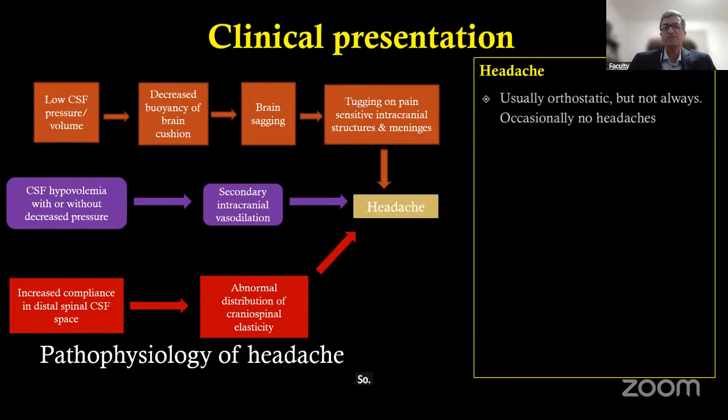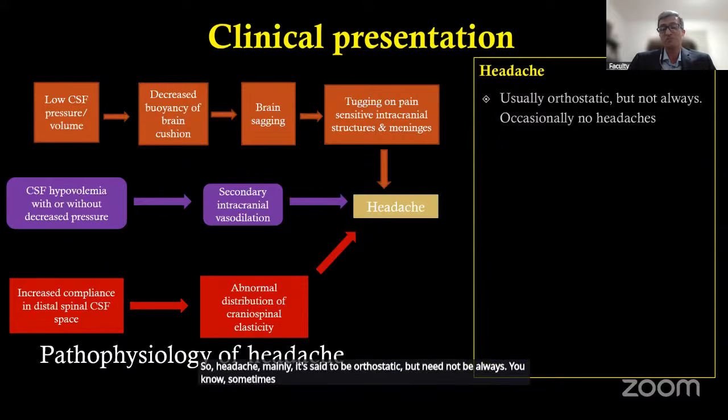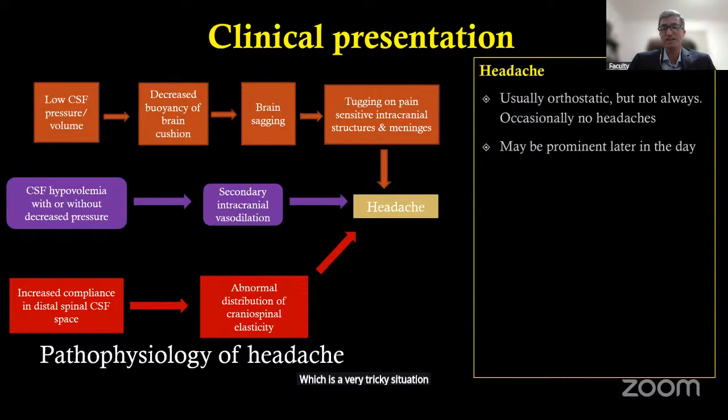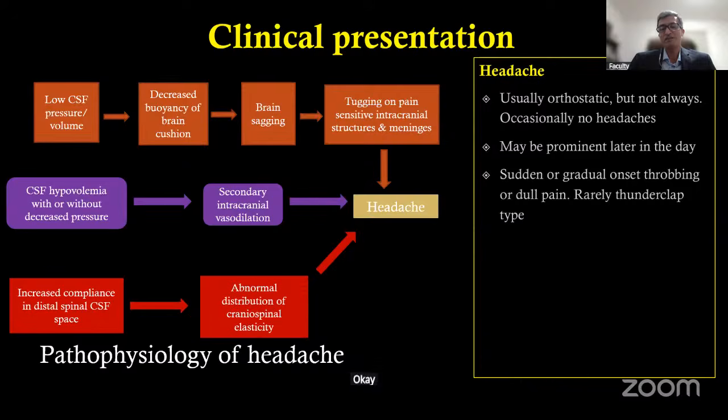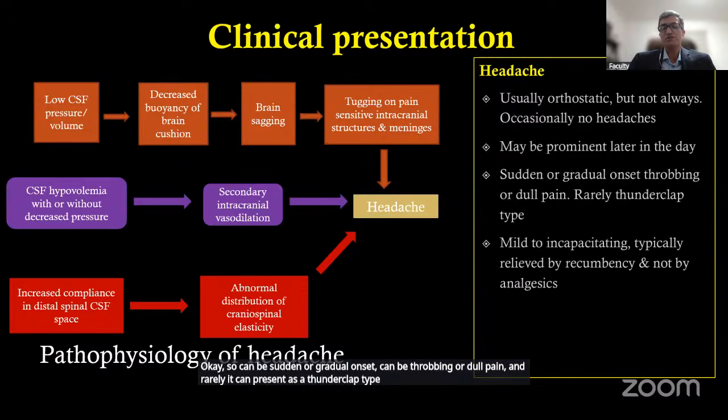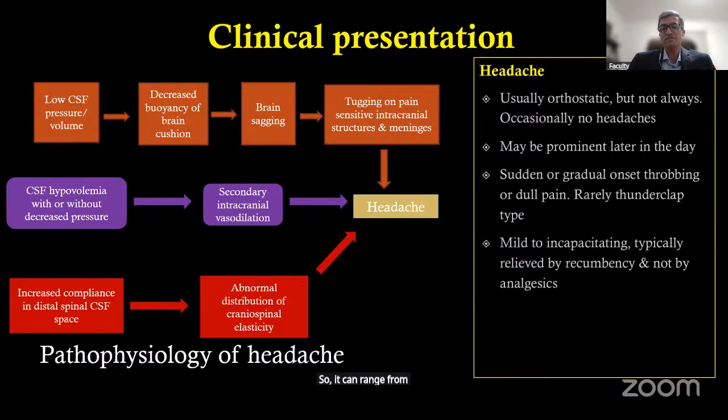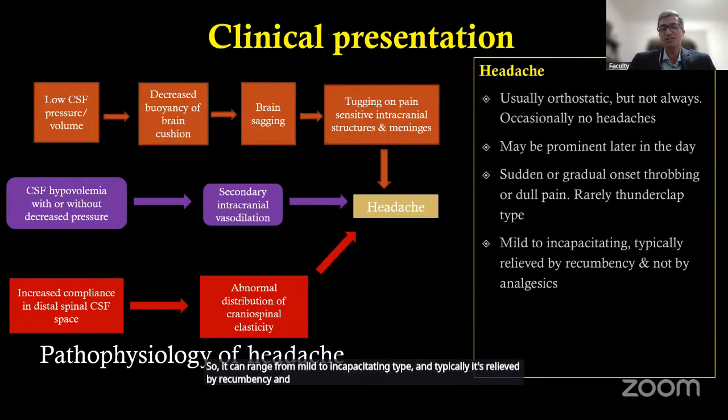So headache, mainly it's said to be orthostatic, but need not always be. Sometimes the patient may not even have headache, which is a very tricky situation to even suspect this diagnosis, right? Usually it tends to be more prominent later in the day. It can be sudden or gradual onset, throbbing or dull pain, and rarely it can present as a thunderclap type. It can range from mild to incapacitating, and typically it's relieved by recumbency and does not usually respond to analgesics.